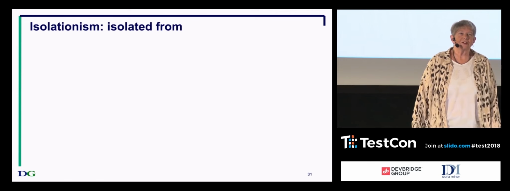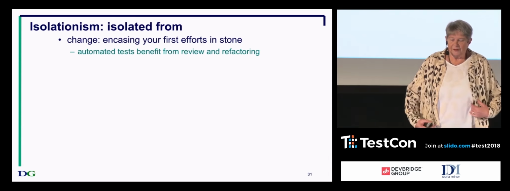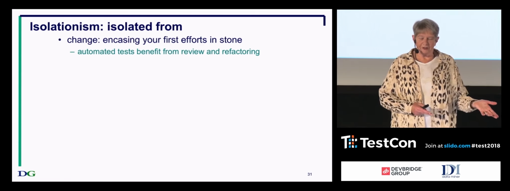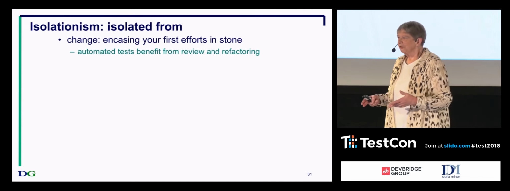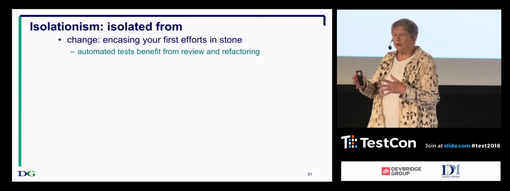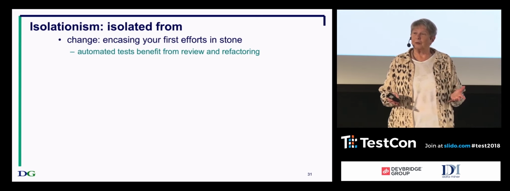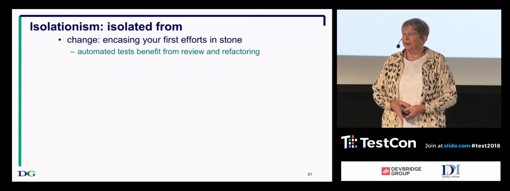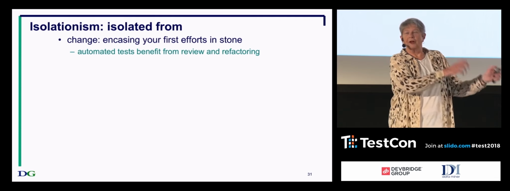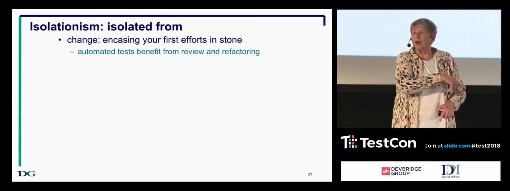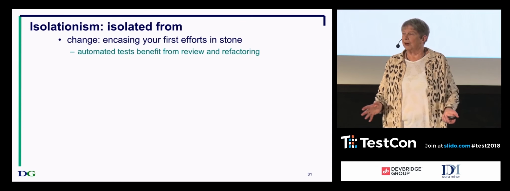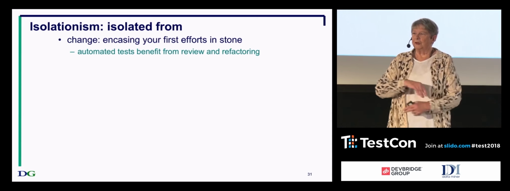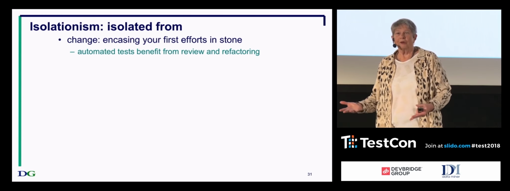And isolationism. I see people being isolated from a lot of different things. One is being isolated from change, encasing your first efforts in stone. You might want to start off automation by running a small pilot project. And when you do that for maybe 3 or 4 weeks, you will learn things. You shouldn't say, right, we've automated those tests, those are done. We put them, lock them away in the filing cabinet, and that's how they stay forever. No, the learning you have will enable you to throw that away and do the next bit much better, because you now know what you're doing.